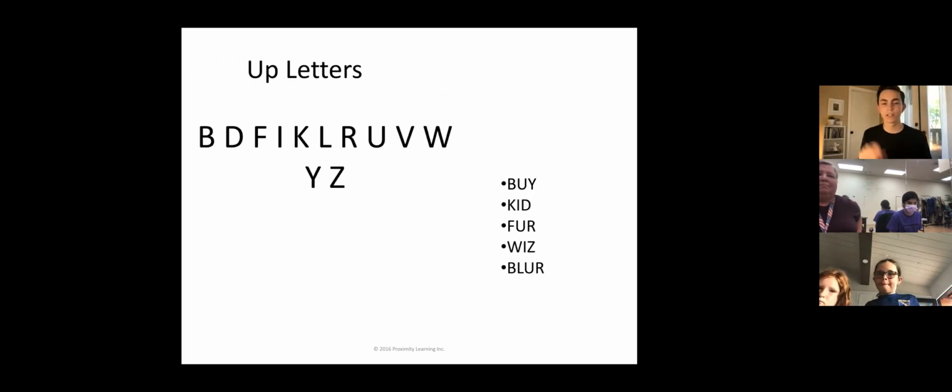Let's see the up letters. B, D, F, I, K, L, R, U, V, W, Y, and Z. Perfect. I'm going to not sign this one. I'll watch you try to sign buy. B-U-Y. B-U. Good. Buy.